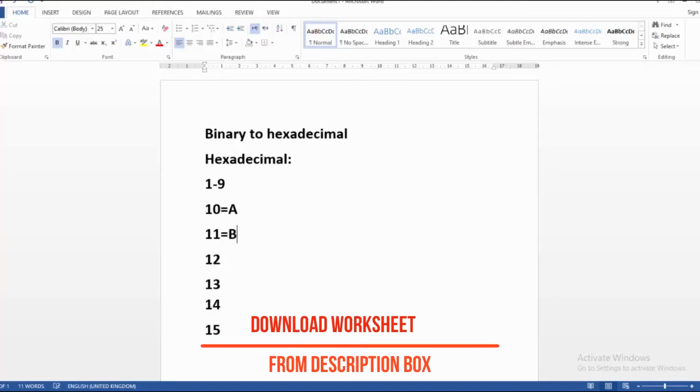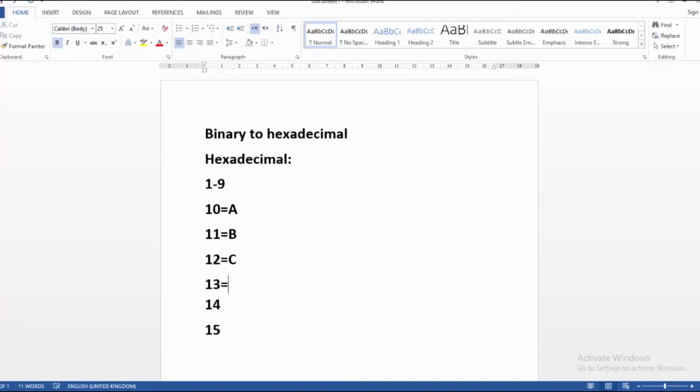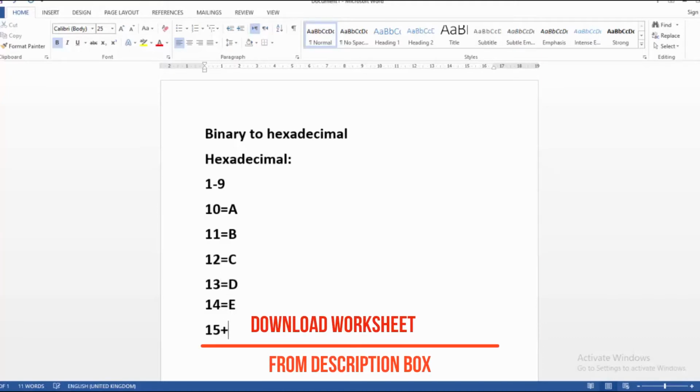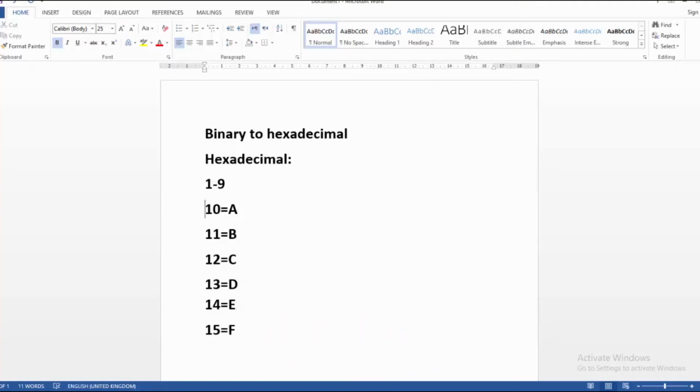11 has the value of B, 12 has the value of C, then D, then E, and then F, right? So these are the values and these are the important codes that we have to remember.